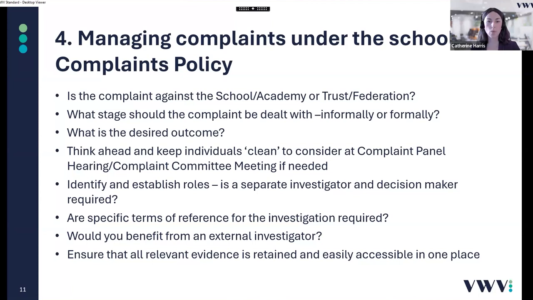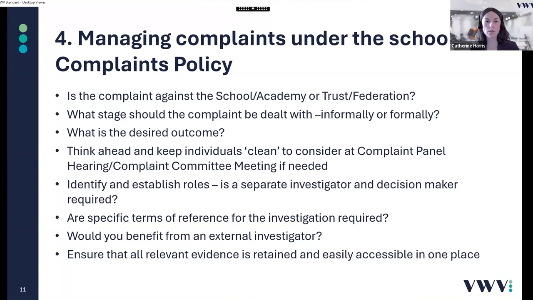You should then think about what stage the complaint should be dealt with. And I've already discussed the different stages under the complaint policies for academies and maintained schools. You should think about what the parent's desired outcome is, and that's what the complainant is seeking. And in particular, that's important because the best practice guidance for both academies and maintained schools says that you should ask the complainant at the earliest stage what they think might resolve the issue.